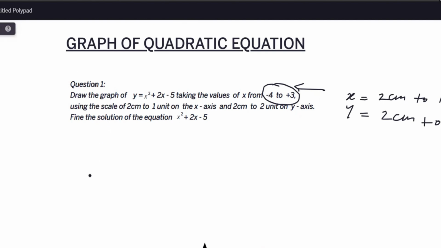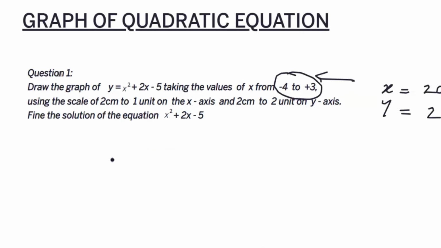Now there are two methods of constructing a table of values for a quadratic graph like this. So I'm going to deal with the first one, which is the tabular form, and in my next video, I will deal with the second one.